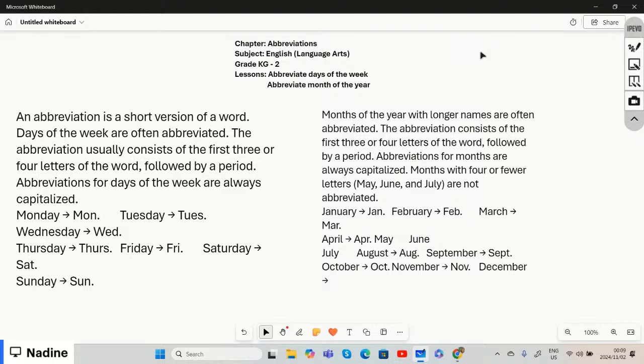All right. So now we said abbreviations are a short version of a word, right? We are going to abbreviate days of the week and months of the year, which means that we are going to get shortened versions of days of the week and shortened versions of months of the year.